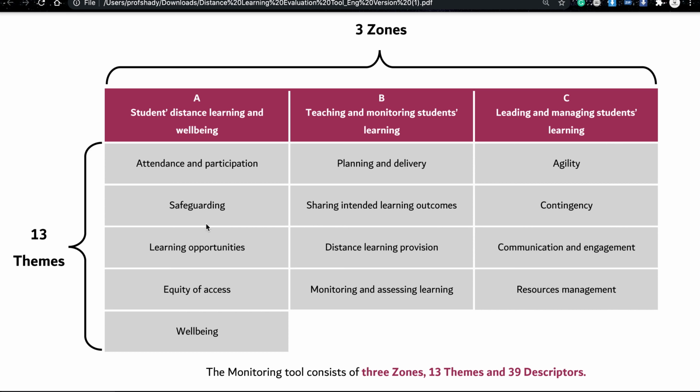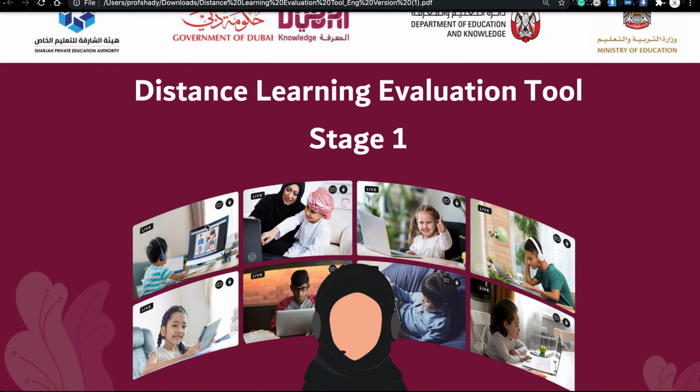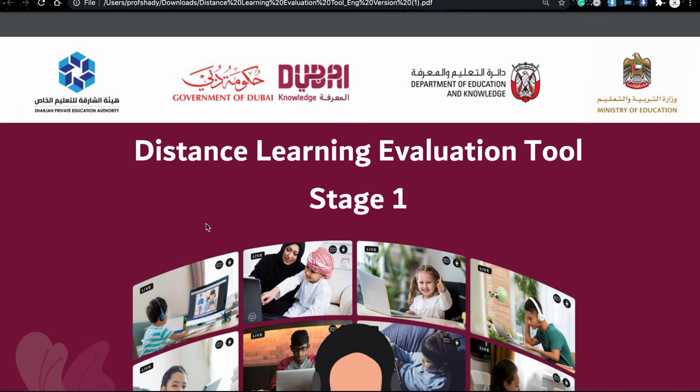We have 3 zones, A, B, and C. Each zone has themes. Zone A has 5 themes. Zone B has 4 themes. Zone C has 4 themes, and each theme has descriptors. It is really important to read the 3 zones, the 13 themes, and the 39 descriptors in order to be able to understand the whole evaluation process. So this was the distance learning evaluation tool description.